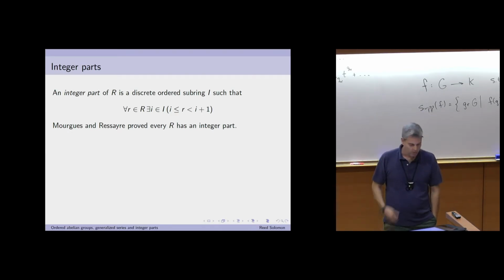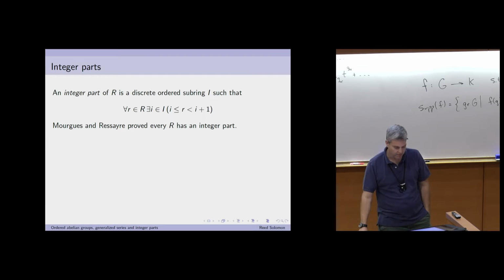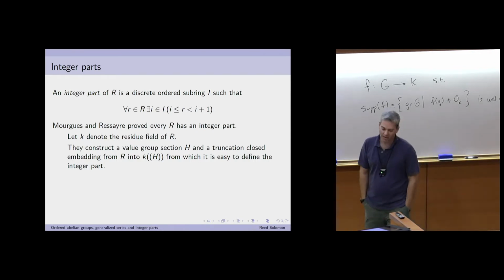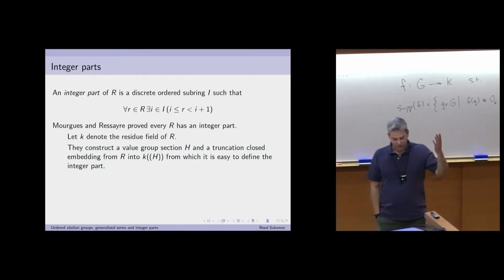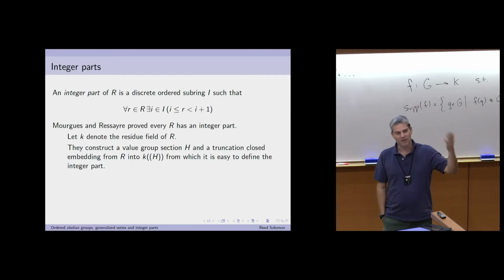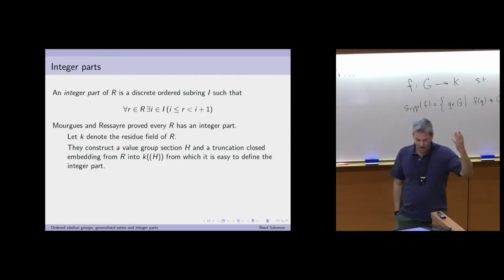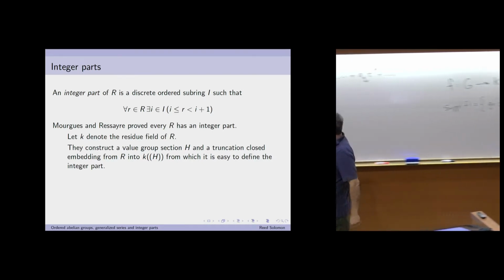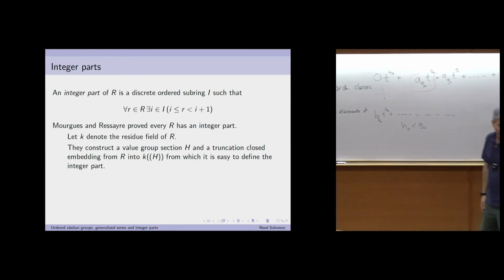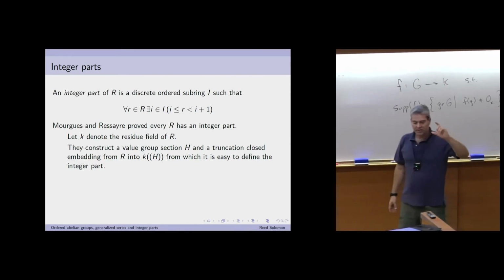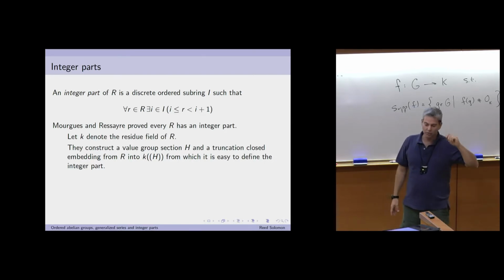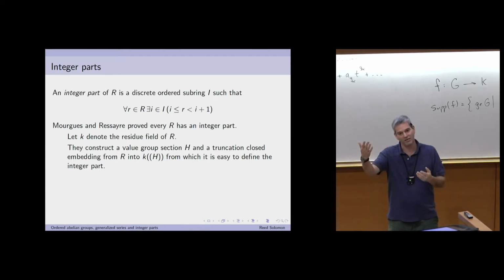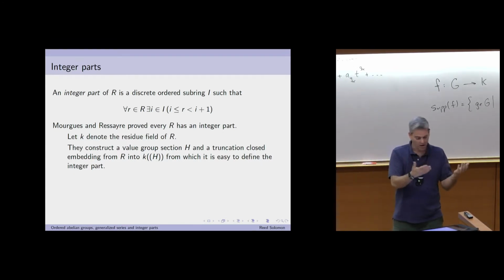All right. So Morgan-Sarah proved that every real closed field has an integer part. And what is the proof in the barest outline? It looks like the following. Start with little k being the residue field of your real closed field. They constructed a value group section. That's just a copy of the value group sitting inside of the real closed field, and a truncation closed embedding from R into this Hahn group. So notice this Hahn group at least has the right form. It has the right residue field. It has the right value group. And in fact, you can embed R into it.